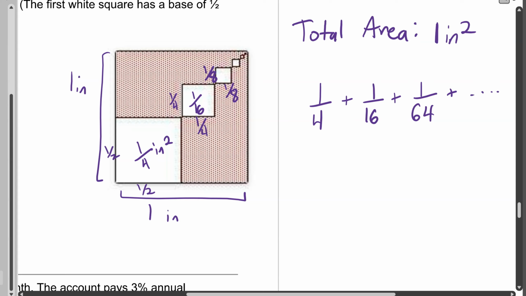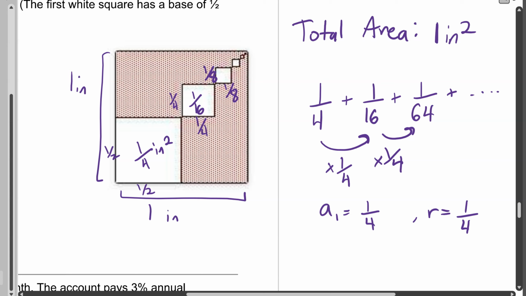So I'm trying to notice a pattern in these areas that I'm removing, because I would like to add up all of those empty spaces and then subtract that from 1. Well, there's infinitely many of them, but I do believe this is a geometric series, right? 1/4 to 1/16 is just multiplying by 1/4. 1/16 to 1/64 is again multiplying by 1/4. So this geometric series has a first term of 1/4 and a common ratio of 1/4 and is infinitely long.